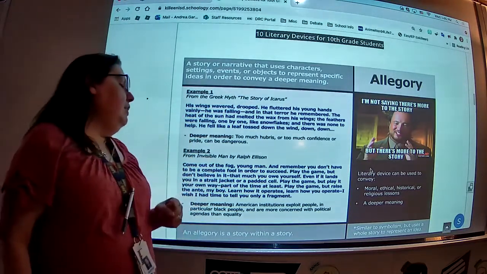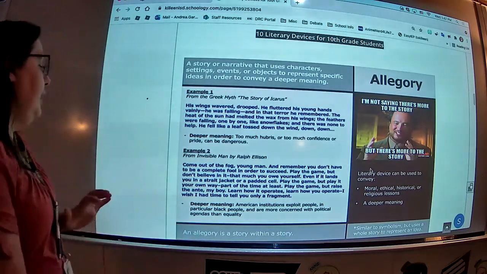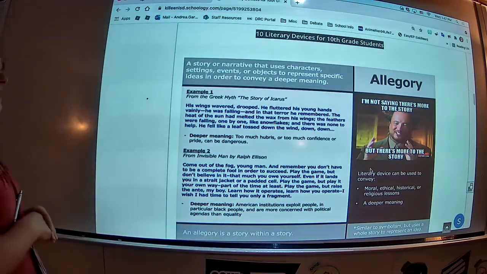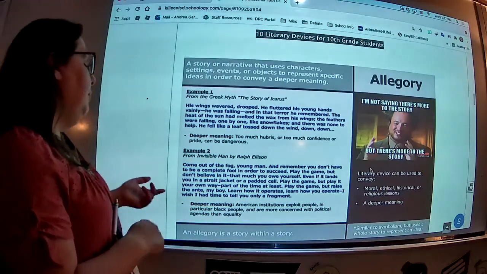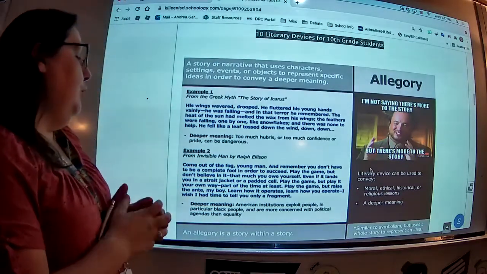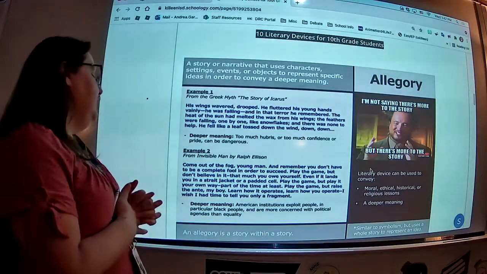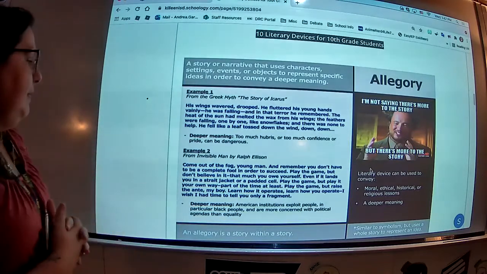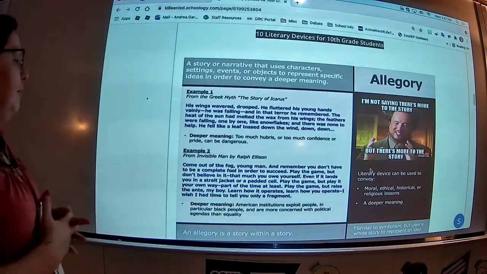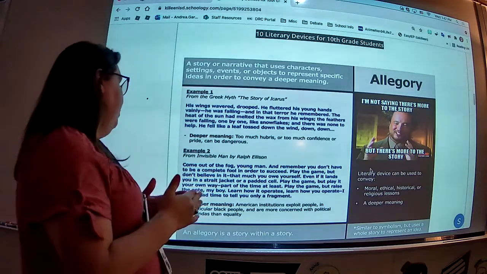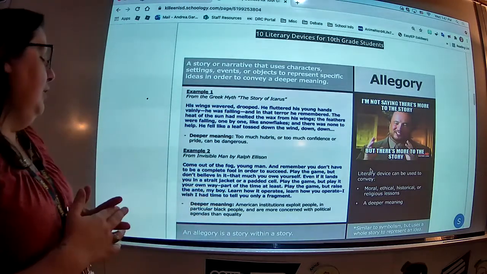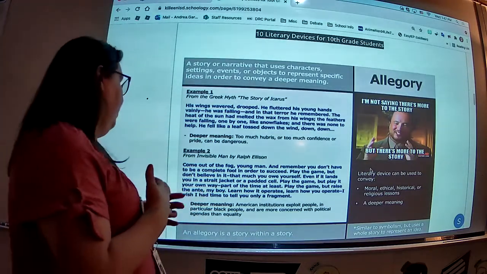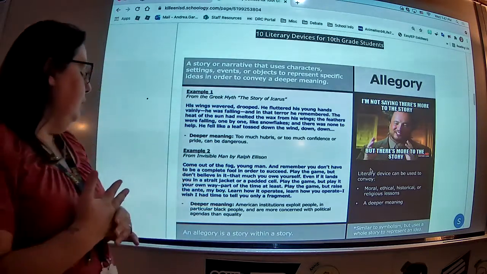So it says, come out of the fog, young man, and remember you don't have to be a complete fool in order to succeed. Play the game, but don't believe in it. That much you owe yourself. Even if it lands you in a straitjacket or padded cell, play the game, but play it your own way. Part of the time at least. Play the game, but raise the ante, my boy. Learn how it operates, learn how you operate. I wish I had the time to tell you only in 5 minutes.